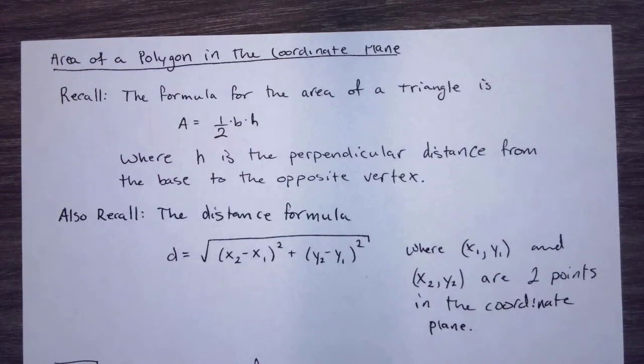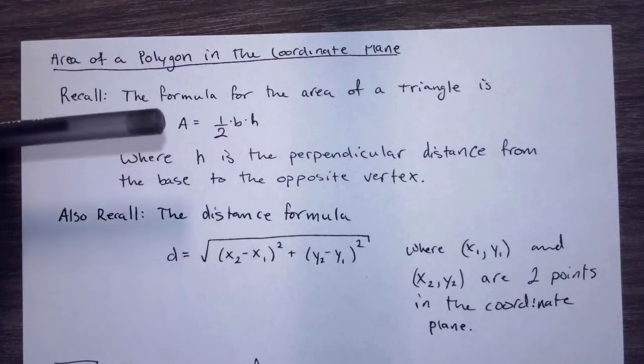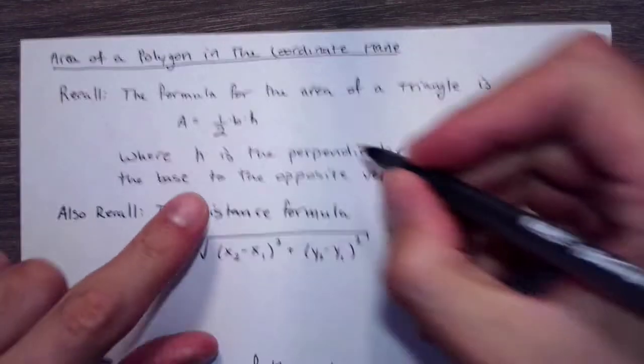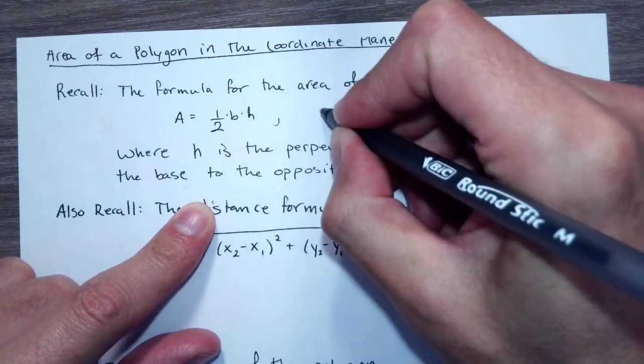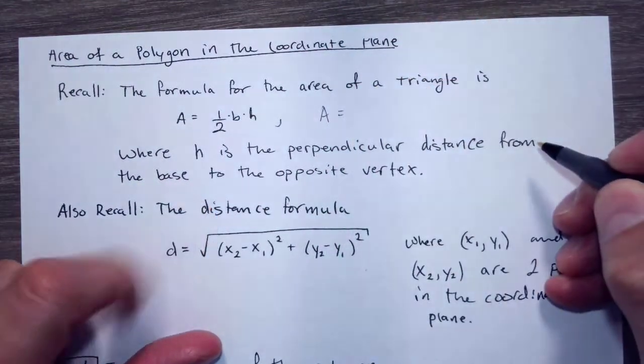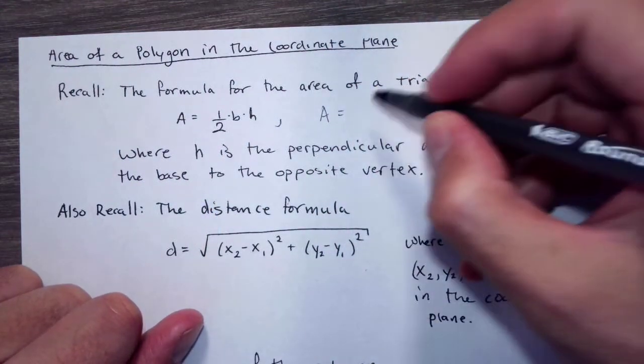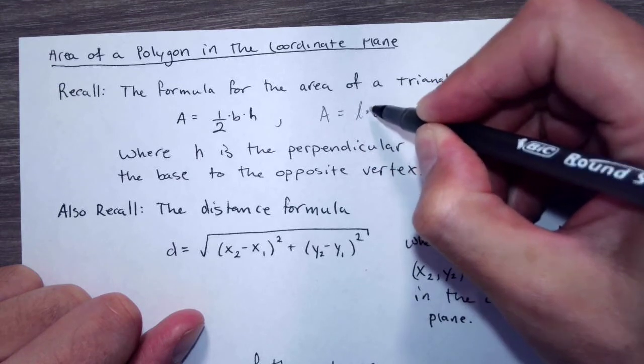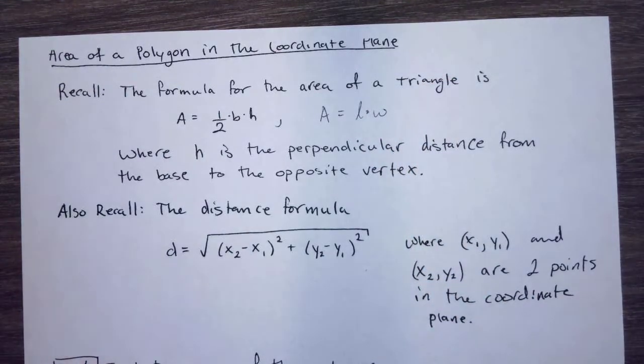So first, we're looking at the area of a polygon in the coordinate plane. All that means is we're trying to find the area of a shape. We are going to be using 1/2 times base times height. That's for a triangle. And I should also write the area for a rectangle is just length times the width. That's cursive L, just in case you can't tell.